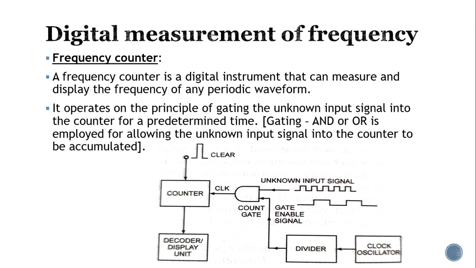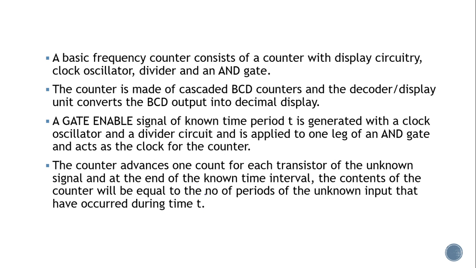The gate enabled signal is actually generated from a clock oscillator. Your clock oscillator gives you a fixed frequency signal, and it is divided according to the requirement. That is, we do not know the frequency of the unknown input signal, so correspondingly you will change the divider output in order to get a more accurate answer for your unknown input signal. And then you give this particular signal to the AND gate.